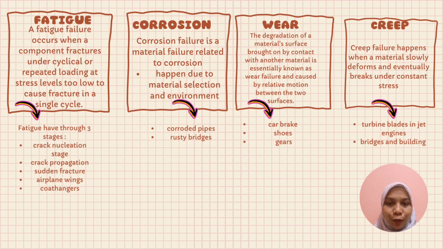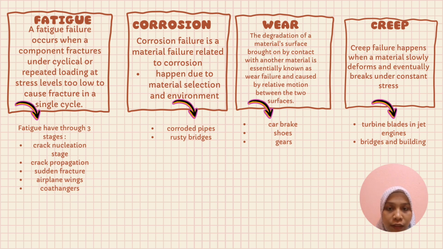Next, we will look at fatigue failure. It occurs when a component fractures under cyclic or repeated loading at a stress level too low to cause fracture in a single cycle. Fatigue goes through three stages. First, crack nucleation stage. Second, crack propagation, and last one is sudden fracture. For example, in the real world, airplane wings and coat hangers.